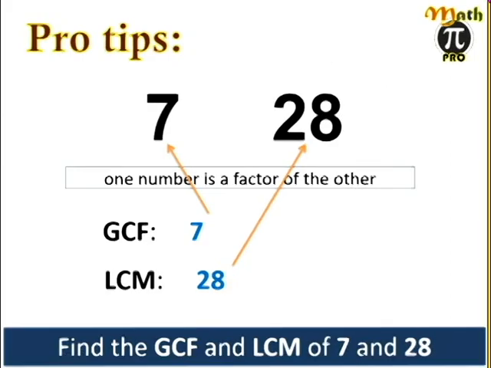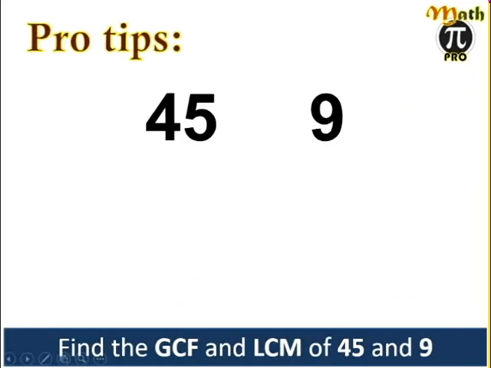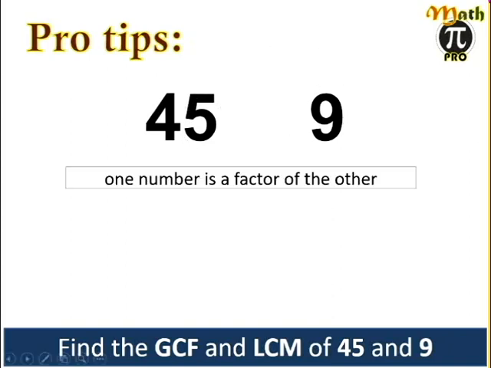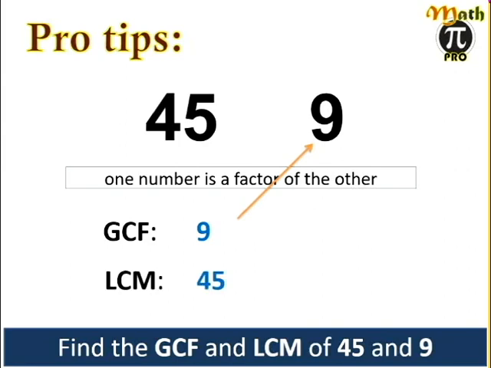Let's have another example. Find the GCF and LCM of 45 and 9. So as you see, 9 is a factor of 45. So one number is a factor of the other. So the GCF will be 9 and the LCM will be 45.